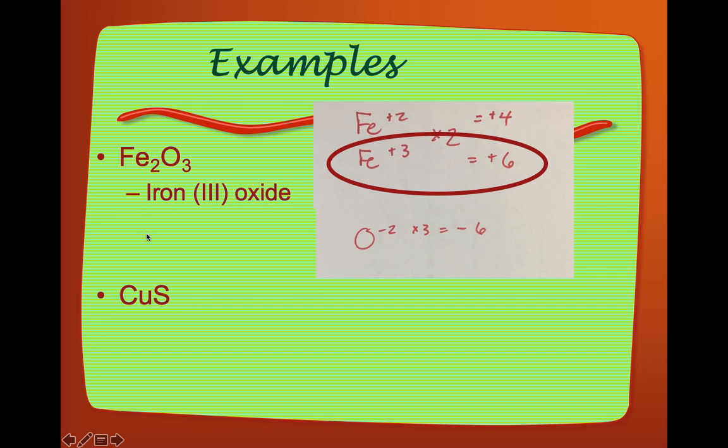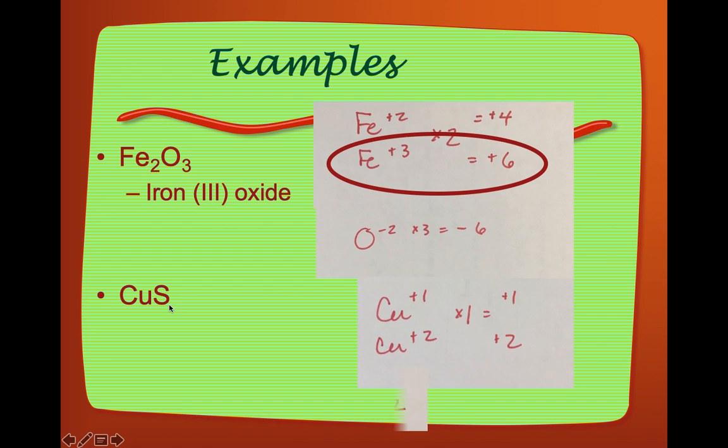Let's try another one. CuS. Cu, look on the periodic table. It is a metal. It's called copper. And I look on the ion guide sheet. It's either copper with a +1 or copper with a +2. I don't know the name of this yet, so I don't know which one it is. So I've got to do a little bit of thinking. Well, I only have one copper in this formula. So it's either a total charge of +1 or a total charge of +2.